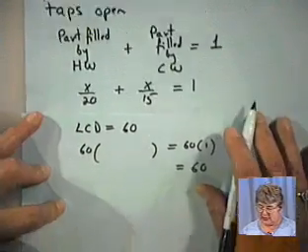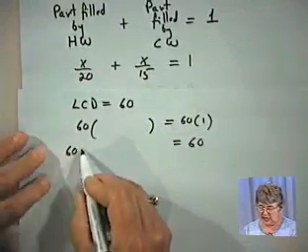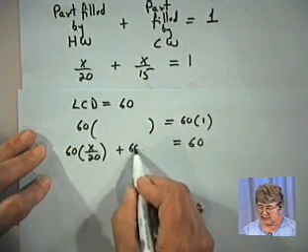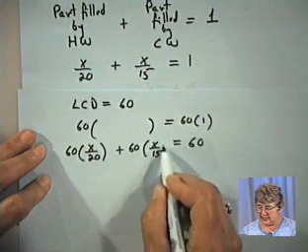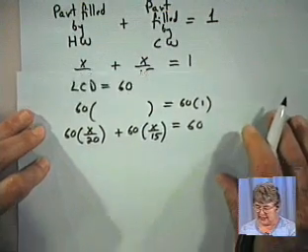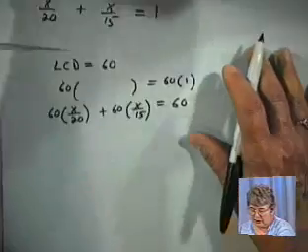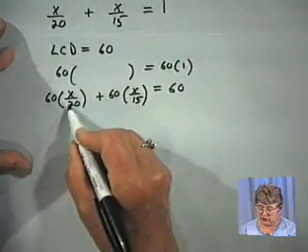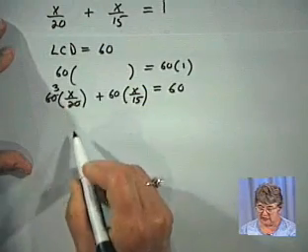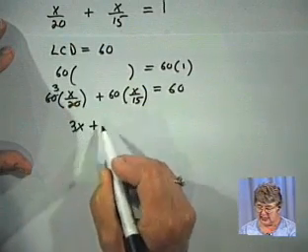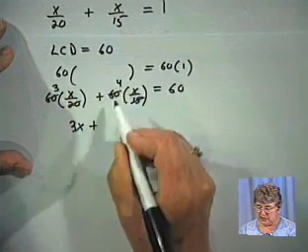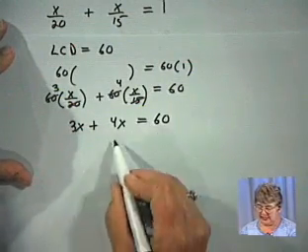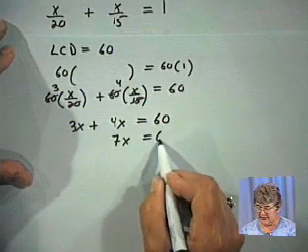On the left-hand side, however, we're going to distribute, so we'll have 60 multiplied by X/20ths plus 60 multiplied by X/15ths equals 60 on the right-hand side. Now, because it's a lowest common denominator, we can cancel the denominators. 20 goes into 60 3 times. 15 goes into 60 4 times, so we have 4x, and that equals 60 on the right-hand side. 7x equals 60.